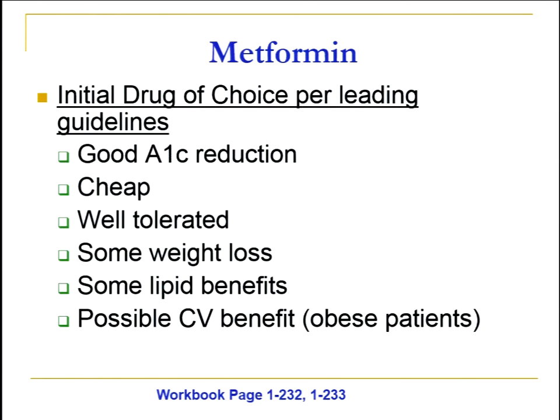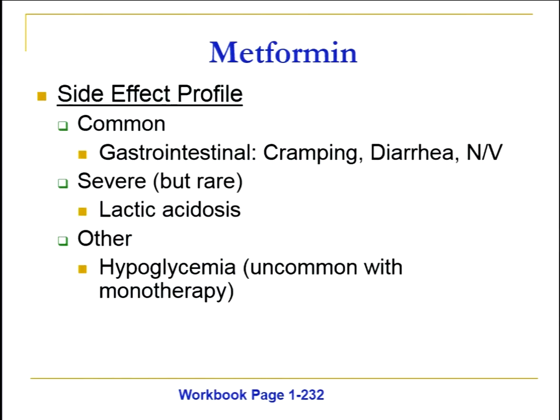All right, why is metformin considered the drug of choice? Great A1C reduction. It's now generic and obviously quite cheap on the $4 plans out there. Very well tolerated if you don't start out at too high doses and let the patient get used to the GI symptoms. Associated with some weight loss, not a lot, but some. Has some lipid benefits and possible cardiovascular benefits, particularly in obese patients. It does cause a lot of GI side effects, so we start low and go up a little bit slower. You don't start somebody on 2,000 milligrams a day, they're going to come back very angry at you. Cramping, diarrhea, nausea, and vomiting.